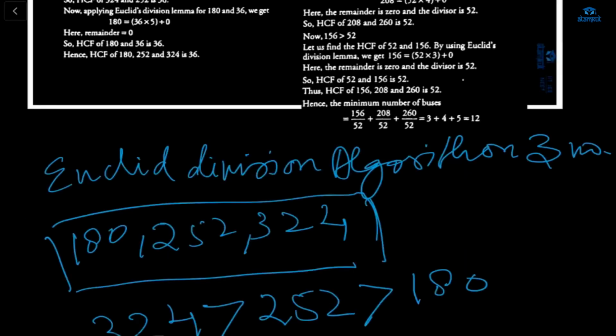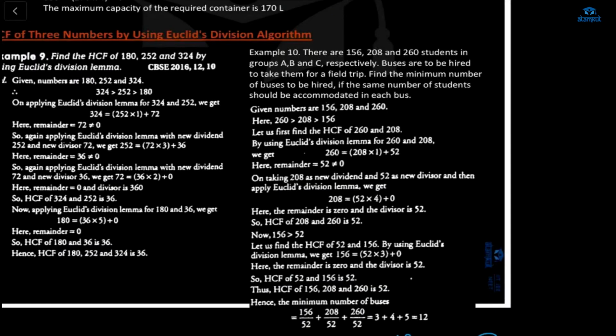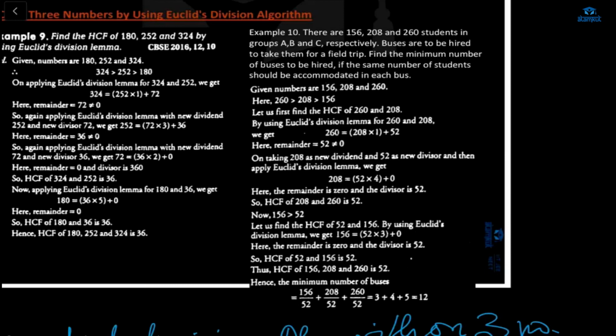Okay, let's check an example, this type of problem sum. There are three groups of students, A, B, and C, and each group has a different number of students. Group A contains 150 students, group B contains 206 students, and group C contains 260 students. Buses are to be hired to take them on a field trip. Find the minimum number of buses to be hired if the same number of students should be accommodated in each bus.